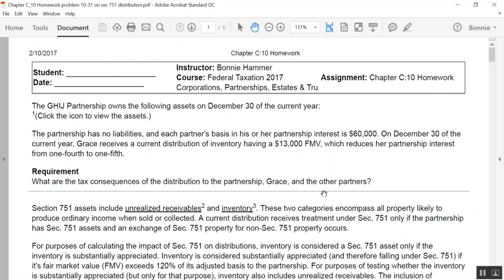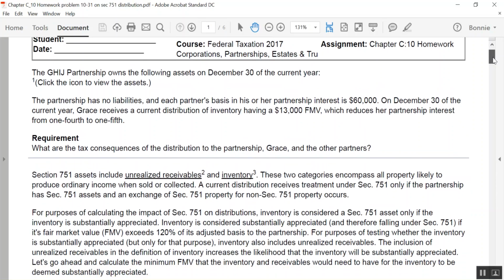And in order for inventory for 751 purposes to be considered a 751 asset, it has to be substantially appreciated. Substantially appreciated is defined as having a fair market value in excess of 120% of the basis. However, the trick is that you not only include the basis of the inventory, but you include the basis of the unrealized receivables in your calculation of this 120% test.